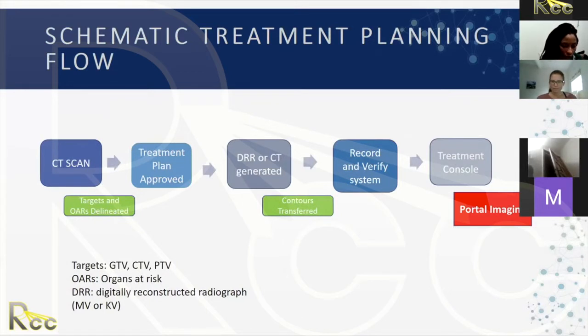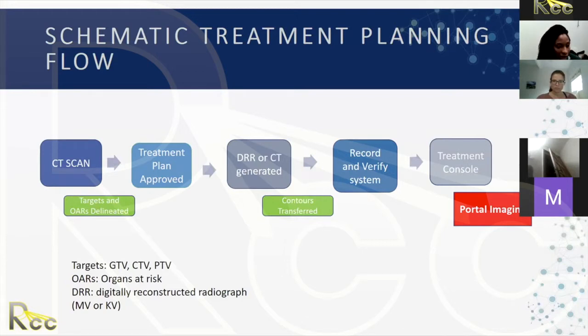So here's the systematic treatment planning flow. Let's just go through the process. You obtain your CT scan during simulation. The oncologist, the clinician, delineates the target volumes, which I know you guys have learned about, the GTV, CTV, and PTV. You also delineate your organs at risk.